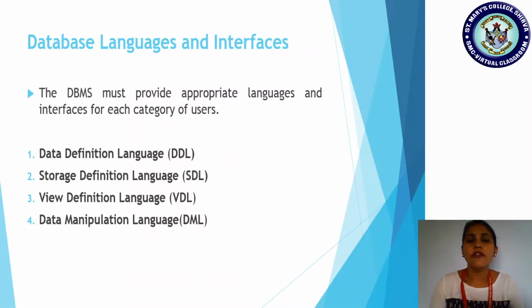There are four different database languages: data definition language, storage definition language, view definition language, and data manipulation language. These are very important to be discussed and to be known: how the languages are implemented by the users at which particular schema, like the external schema, conceptual schema and internal schema. I have already told you about data definition language and storage definition language.